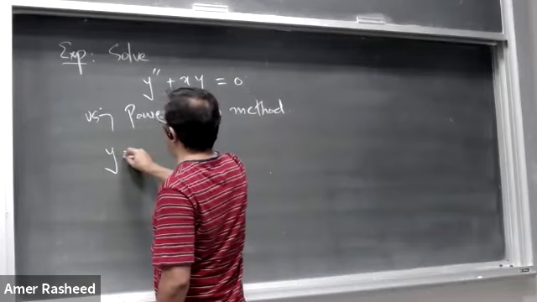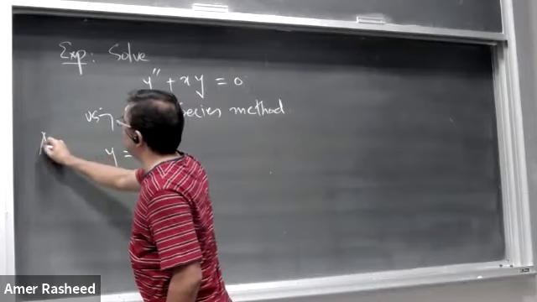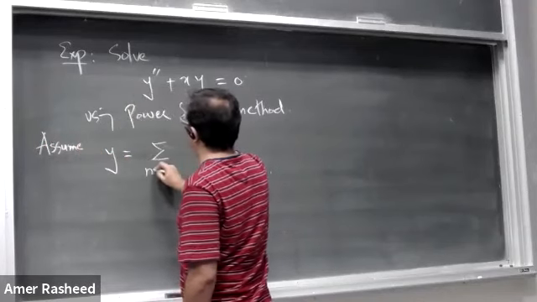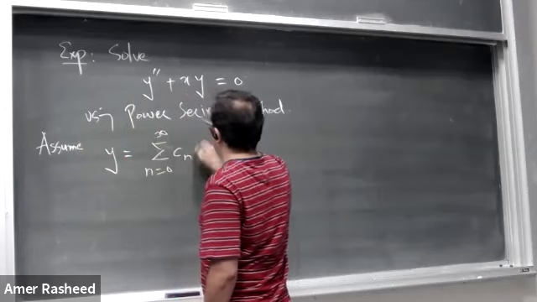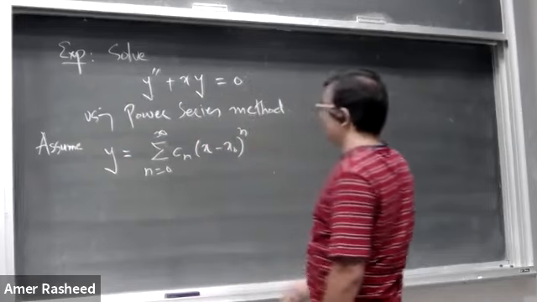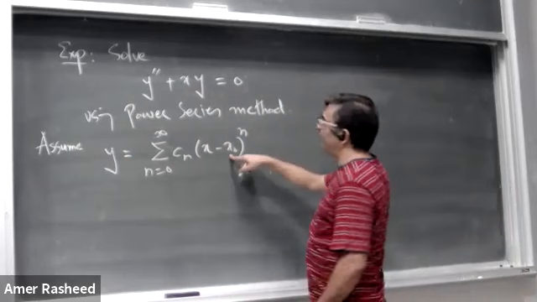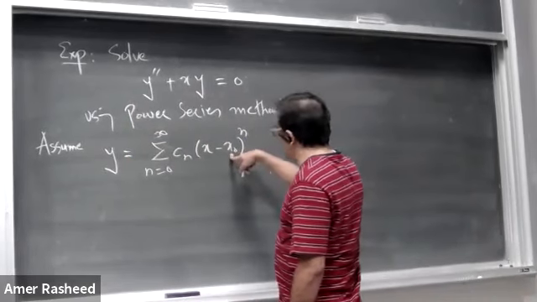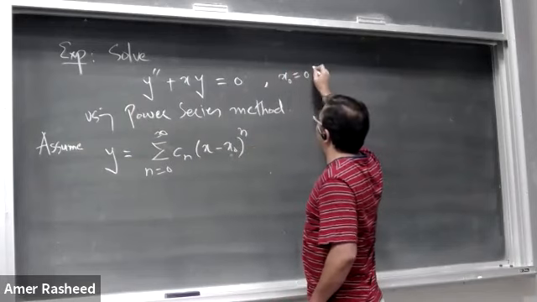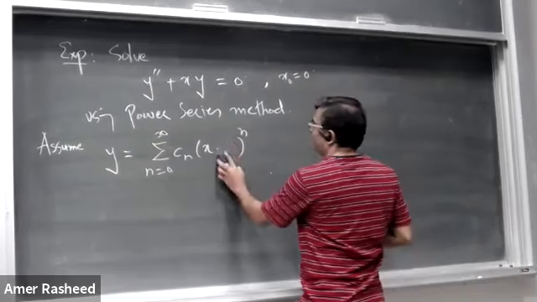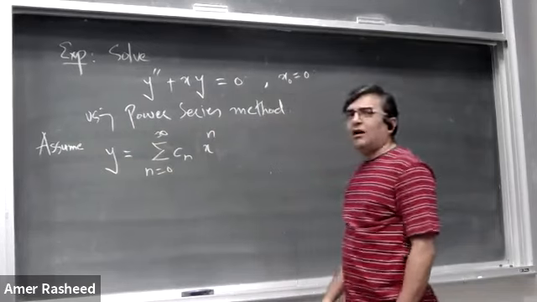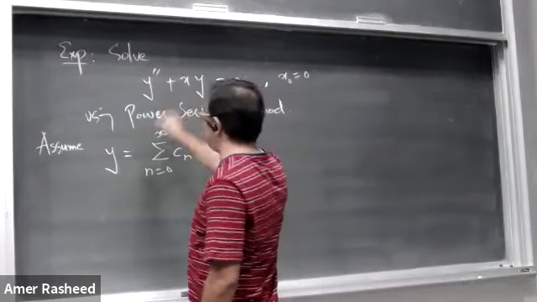What we do, we assume the solution in the form of a power series, n from 0 to infinity, Cn (x minus x naught) whole raised to power n. Okay. Normally, this point is given. It is an ordinary point. I shall discuss it in the next lecture. We assume that x naught is 0 here. Okay. In that case, if x naught is 0, then I'm left with Cn x power n. Okay. Now I'm going to put this series into this differential equation.